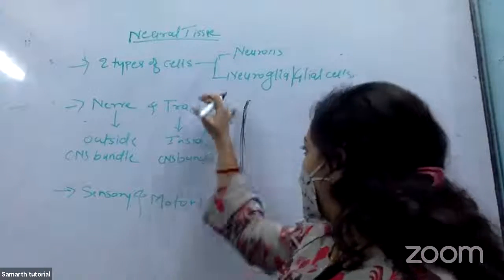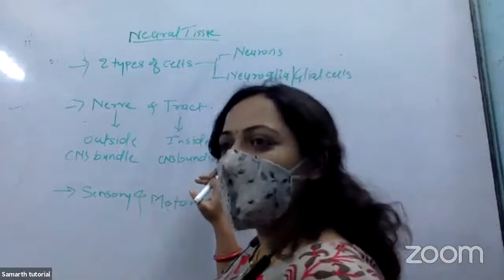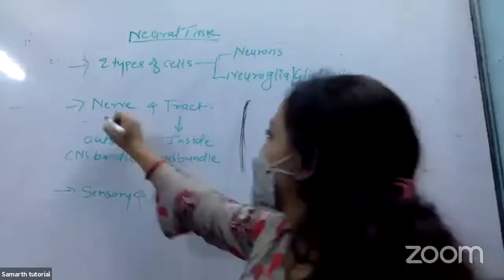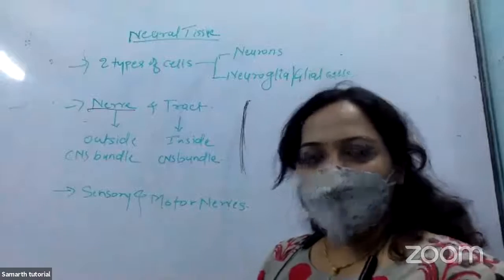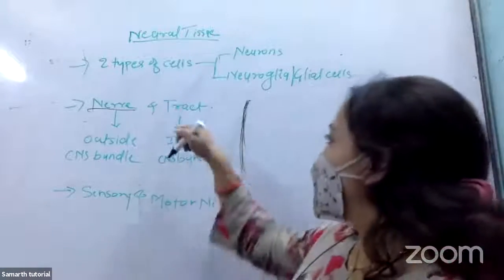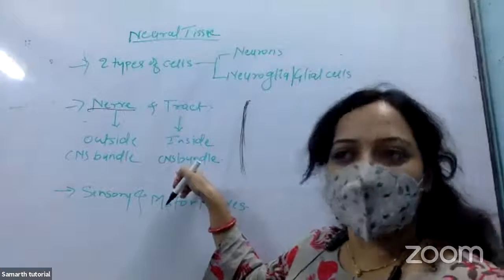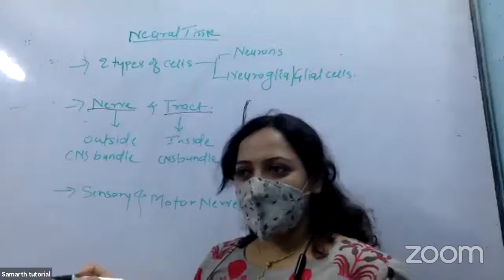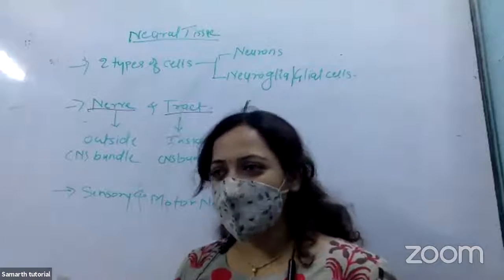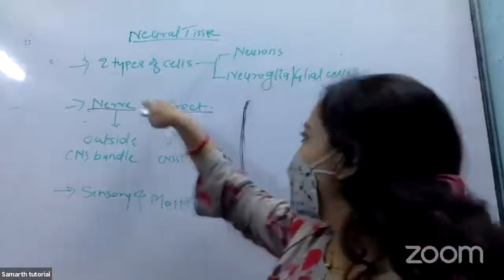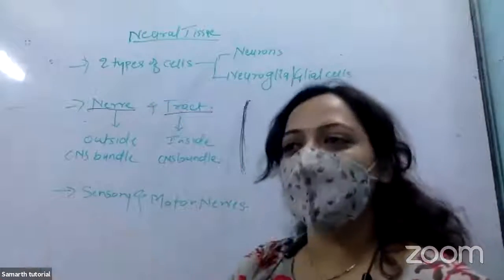When this bundle of cells is not a part of the central nervous system, it is called a nerve, outside the central nervous system. When it is inside the central nervous system, it is called a tract. So nerve is outside the central nervous system and tract is inside the central nervous system.